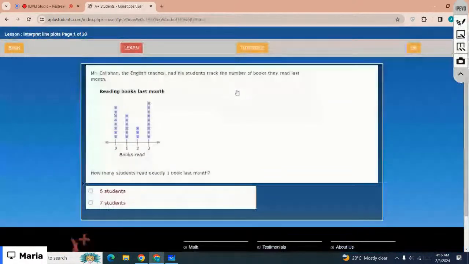Mr. Callahan, the English teacher, had his students track the number of books they read last month. How many students read exactly one book last month, right?